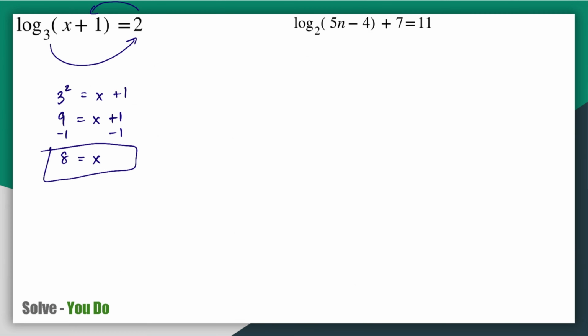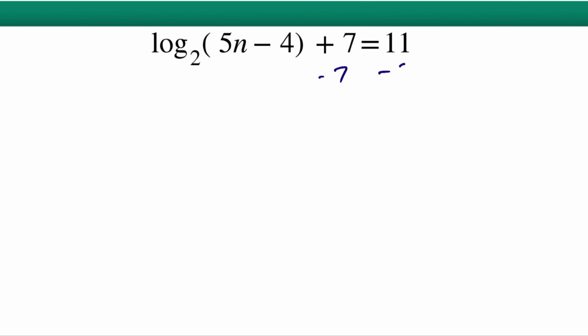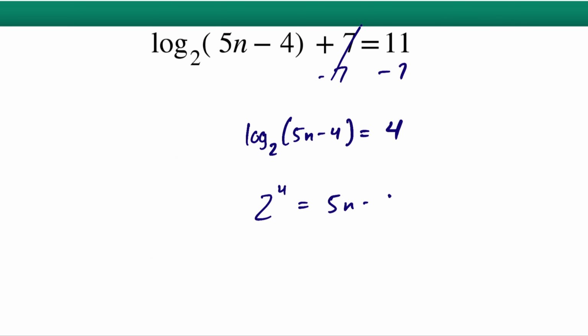All right, hopefully you got it. Okay, hopefully you subtracted that 7. You're going to get log base 2 of 5n minus 4 is equal to 4. So that cancels, right? And then we're going to use really just what it is. 2 to the power 4 is equal to 5n minus 4, using that circle method, right? 2 to the power 4 is equal to this. Sorry, I'm changing so many colors. Okay. Then we're just going to solve for n.